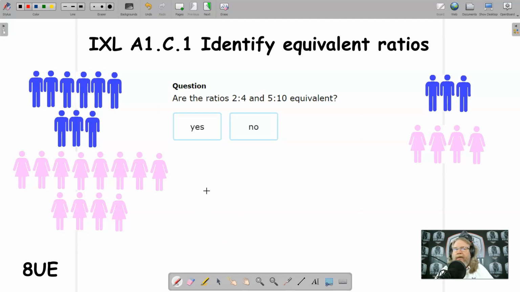Well, first let's remember that ratios can be written one of 3 different ways. We could write them like they're written here, 2 to 4. We could also actually use the word, writing 2, T-O, 4. Or we could make it a fraction, 2 over 4. Any of the 3 forms can be used to represent a ratio.